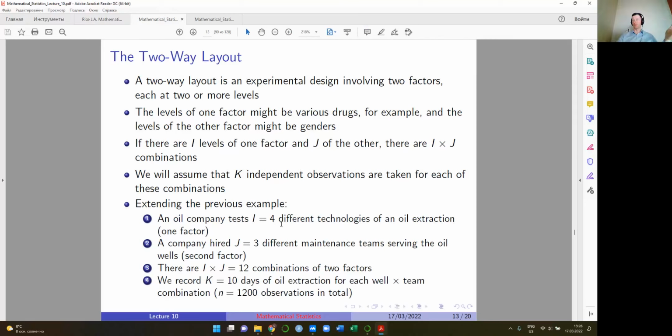Look, if you have 4 wells and 3 teams, you have 12 combinations, and then for each combination you need to have several observations, let's say 10 observations, and overall you have 1200. So there are no combinations, nothing. It's just a simple application of the multiplication principle. Yeah, we had it in our probability course. Yes, multiplication principle, exactly.